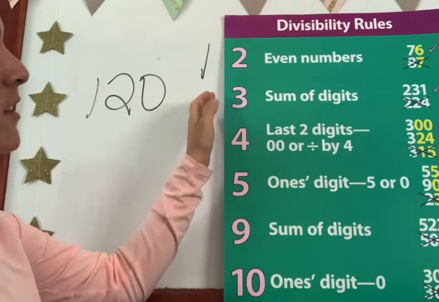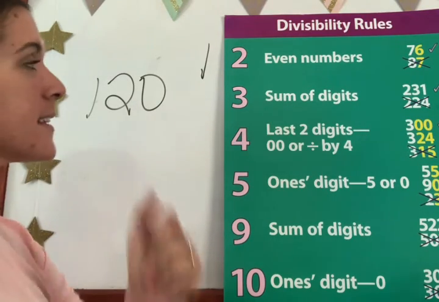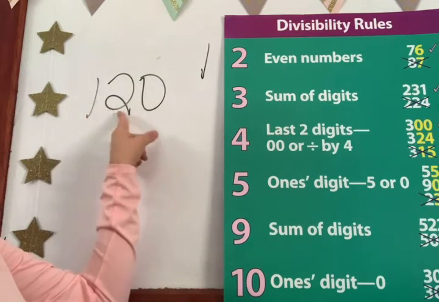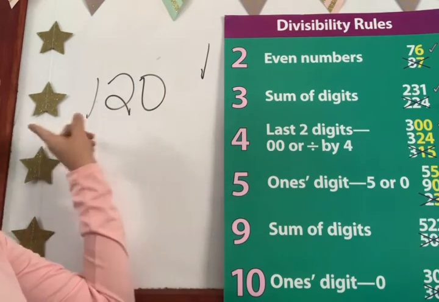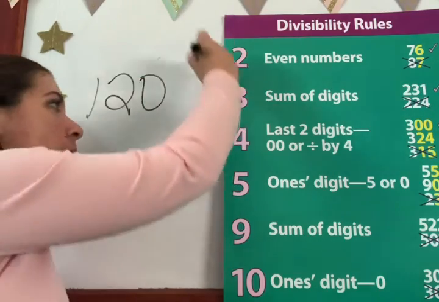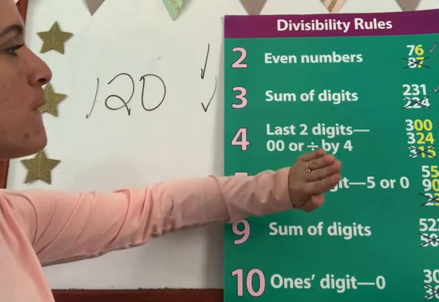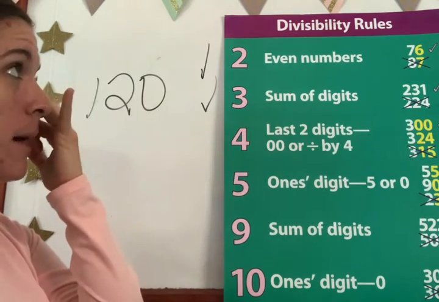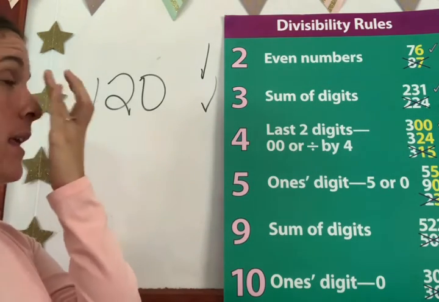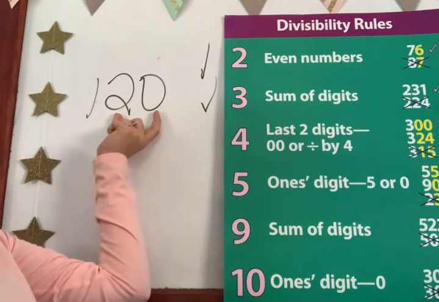Safir, is this number divisible by 3? Yes, it is, because the sum of the digits has to be divisible by 3. 1 plus 2 is 3. Is 3 divisible by 3? Yes. Check. Is this divisible by 4, Mario? Yes, because the last 2 digits are divisible by 4, and that's 20.